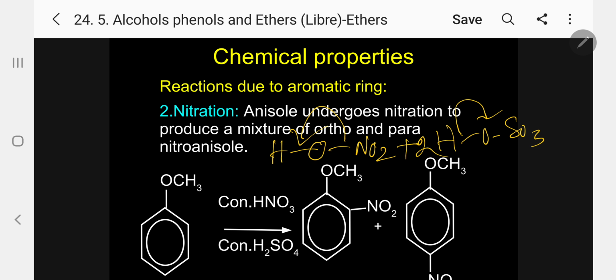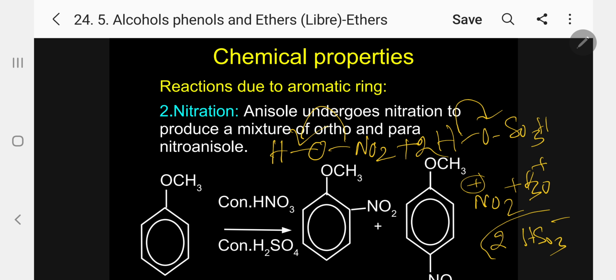Actually, the two H plus will act twice. So OH minus and 2H plus convert into NO2 plus, the electrophile, H3O plus, and 2 HSO4 minus are formed. Kindly follow. This is the way. H2SO4 is the sulphuric acid, so I have written it in the convenient form HOSO3H. So this is the species that is formed in the first step.